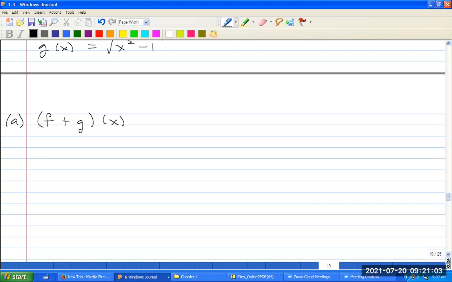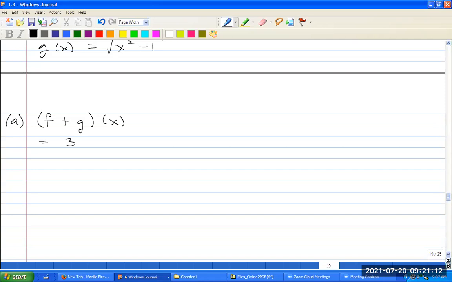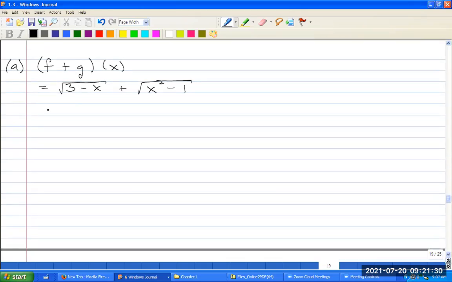Okay, so let's do f plus g at x. Well, f of x is equal to the square root of 3 minus x, and g of x is equal to the square root of x squared minus 1. So that's f of x plus g of x. Now let's try to determine the domain of this function. So long as you don't simplify, the domain of this function is the same as the domain that I gave previously when I defined addition.